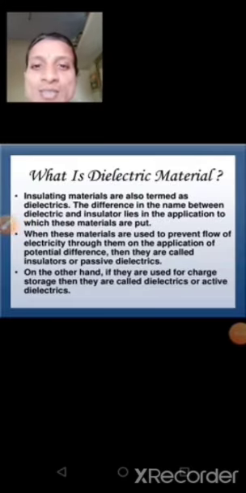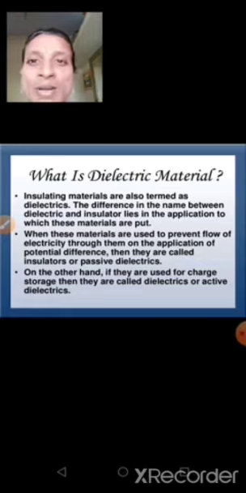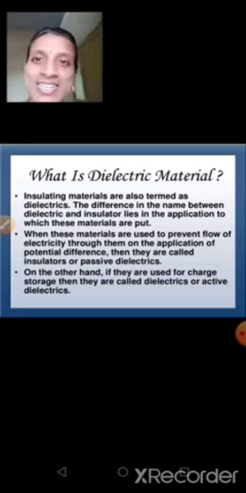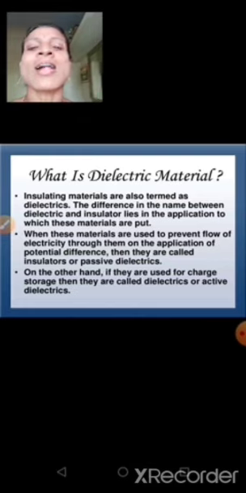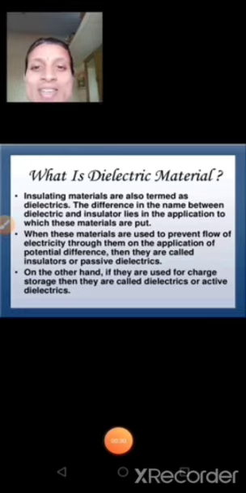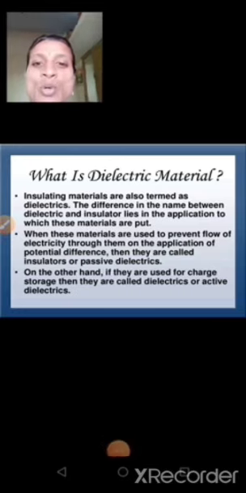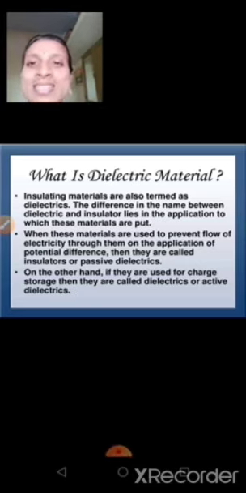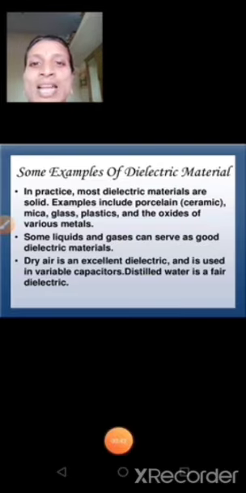Dielectrics are insulators, and they are termed dielectrics. The difference between dielectrics and insulators is based upon the application purpose for which we use them. The main point is that all materials we consider in dielectrics behave as insulating materials because they prevent the flow of current. If the material allows electricity to flow through, it is said to be a conductor. If the material does not allow electricity through it, it is said to be an insulator. We use these dielectric materials to store charge. Charge storage is mostly used in capacitors. That's why these dielectric materials are called active dielectric materials.